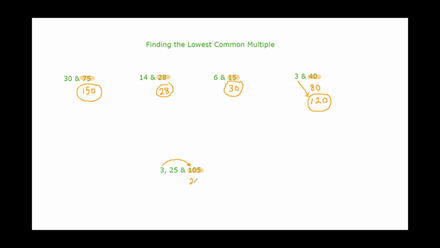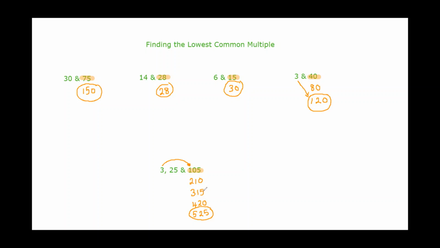So our next one is going to be 210, and 25 will not go into 210. The next one we will be looking at will be 315, and again 25 will not go into 315. We're then going to have a look at 420, and again 25 will not go into 420 because it will go into 420 with 20 left over. The next one we're going to look at is 525, and 25 will go into 525. So the lowest common multiple for 3, 25 and 105 would be 525.